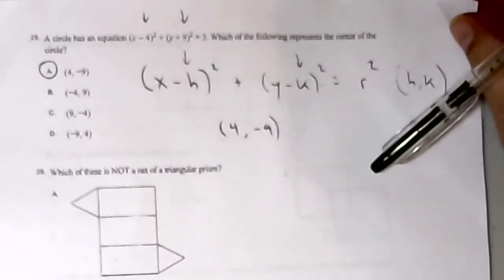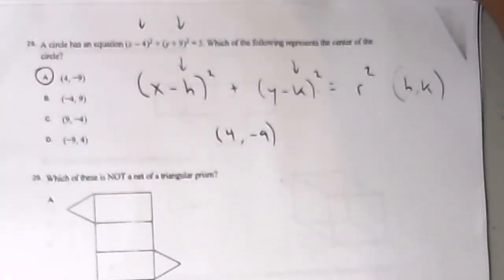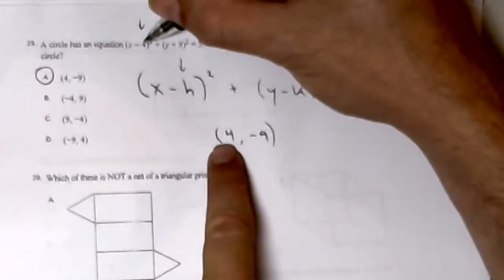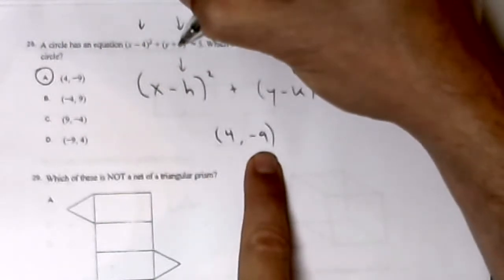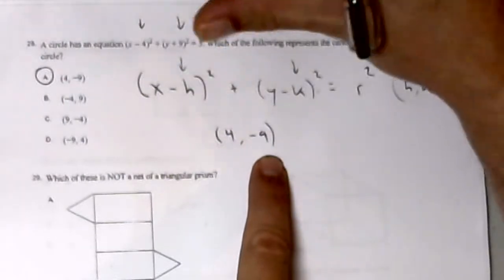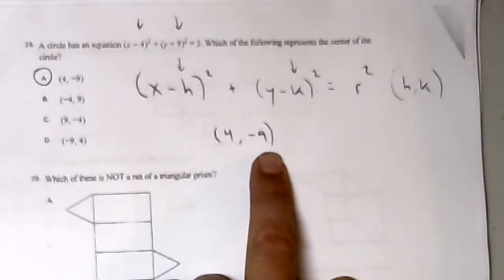And one more of these. A circle has the equation x minus 4 all squared plus y plus 9 all squared equals 5. What is the center of the circle? Again, I'm really changing the signs. X minus h, so it'll be positive 4. Y plus 9, so it'll be negative 9. 4, negative 9. Choice A. I will note that traditionally, these are saved for Algebra 2 when you do conic sections. Circles, parabolas, hyperbolas, right? So it's a little odd that they squeeze them into geometry.